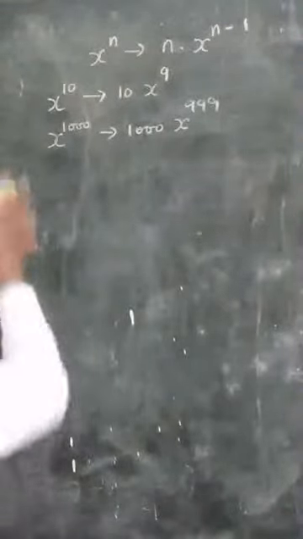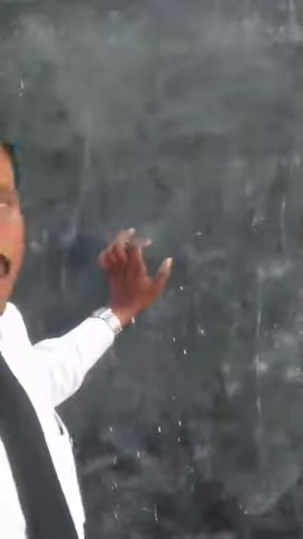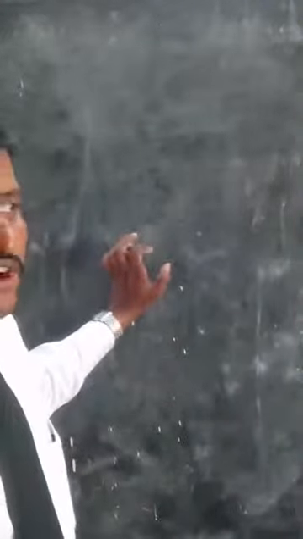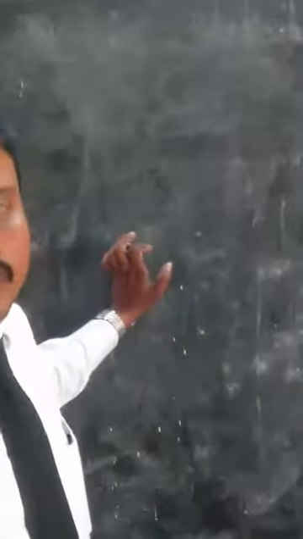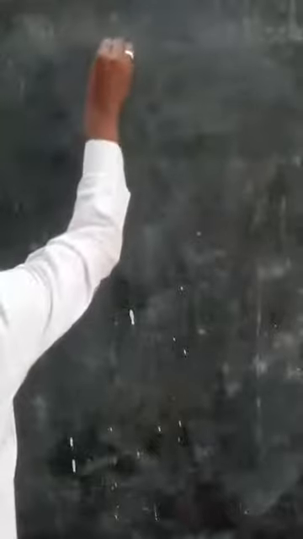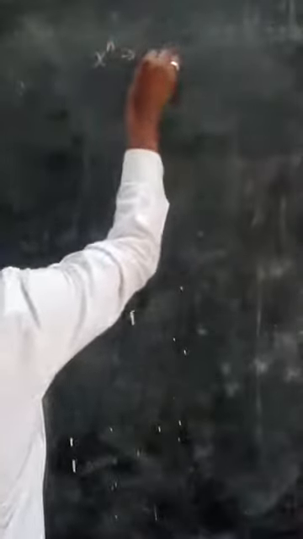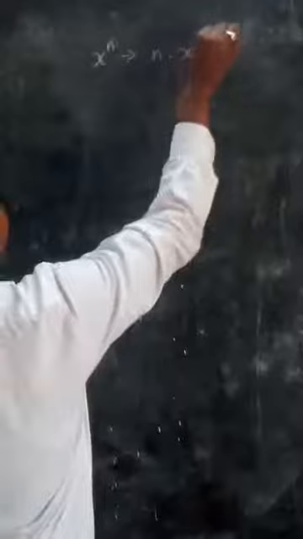Okay. Now we will go for another one. You can answer whether x power 10 or x power 5 alone will come. But what if there are coefficients joined? What do we have to do? We will take one more simple example. Again, I am going to write the same formula: x power n means n into x to the power of n minus 1.